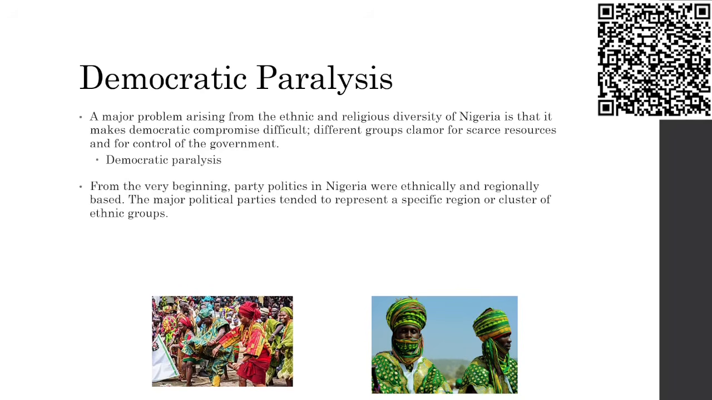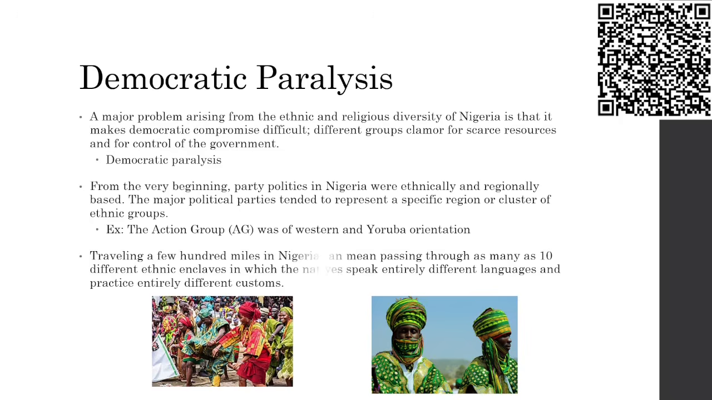So from the very beginning, political parties in Nigeria were ethnically and regionally based. I showed you earlier how the parties were very different based off the North and the South, and that's what this is discussing. So the Action Group is particularly in the West, and it's typically supported by the Yoruba nationality. If you travel even a few hundred miles in Nigeria, you could pass through as many as 10 different ethnic enclaves where natives speak entirely different languages, practice entirely different social customs, have different political views, and so many other differences in their cultures.